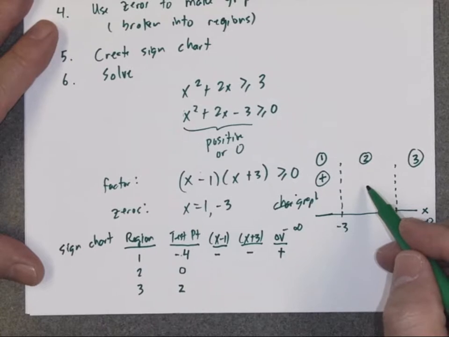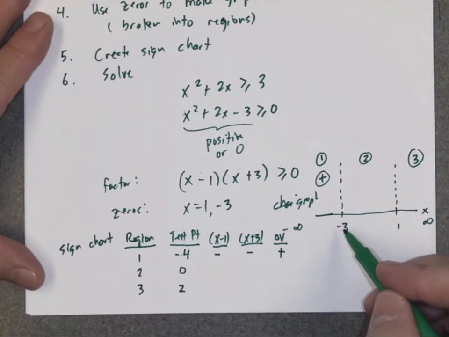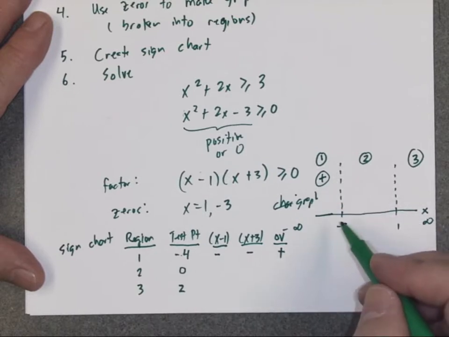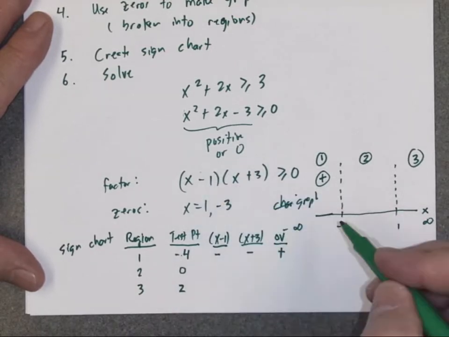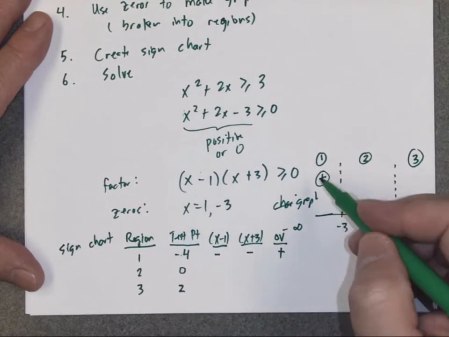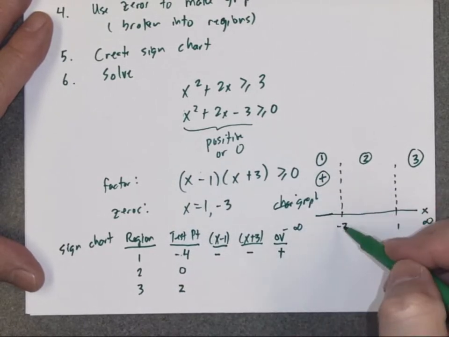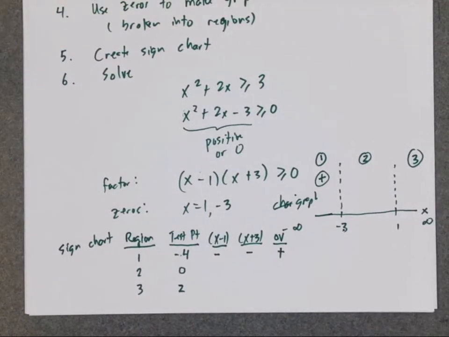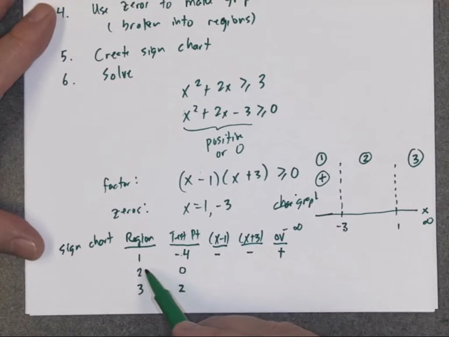Let's go to region 2. Now, just out of interest, what happens when I plug negative 3 in? Well, negative 3 is my borderline, and this is a 0. If I plug in negative 3, the expression equals 0. So here it's positive. It goes to 0 at negative 3. Region 2, I don't know what it's going to be. Is it going to be positive or negative? Let's go to my sign chart to find out.